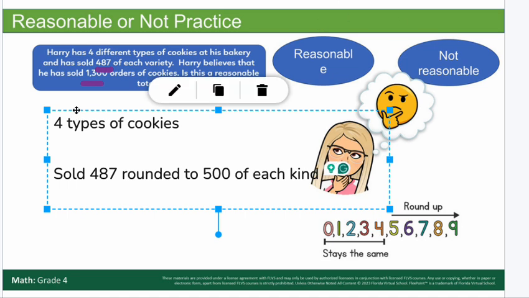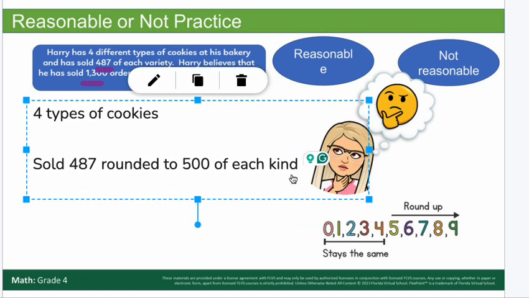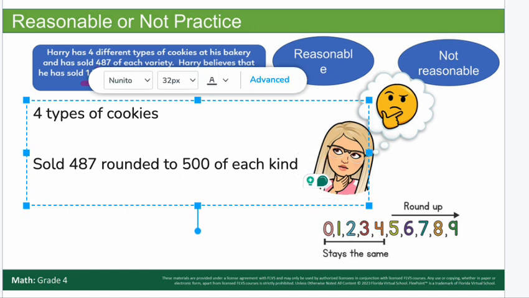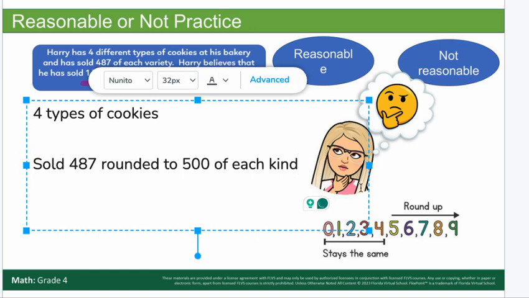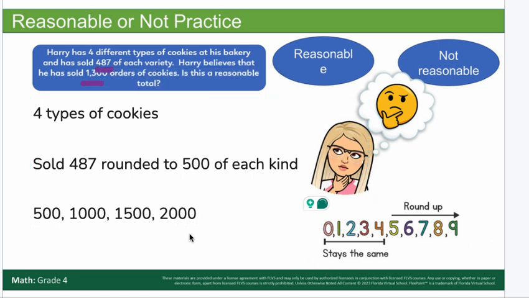So now I'm starting to wonder, okay, if we rounded that to 500, well, I can skip count by 5s, which means I can also skip count by 500s, which means I'm going to get 500, 1,000, 1,500, 2,000. Okay, so right here, my number of 1,300, well, that's going to be between 1,000 and 1,500. So I would say no, that is not reasonable. Harry estimated too low. That was a bad estimate. So that is not a reasonable answer.